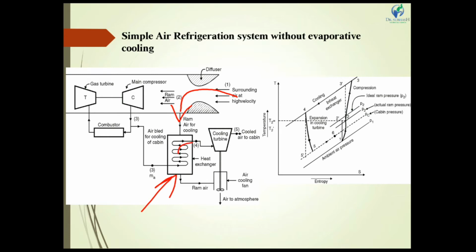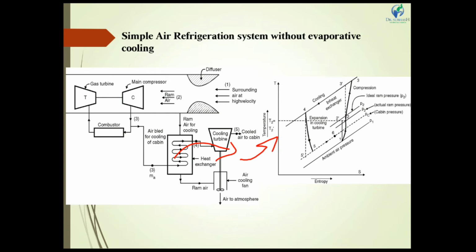Then the air is passed through the cooling turbine. What is the fundamental of the cooling turbine? We have to give pressurized air and expand it suddenly. The pressure and temperature both go down. This is called a throttling process or expanding process. This process gives a lower temperature of the air, and this air we use inside the cabin to produce a refrigeration effect.